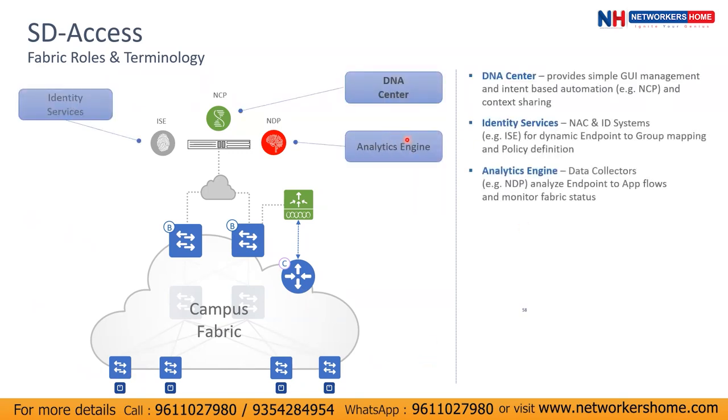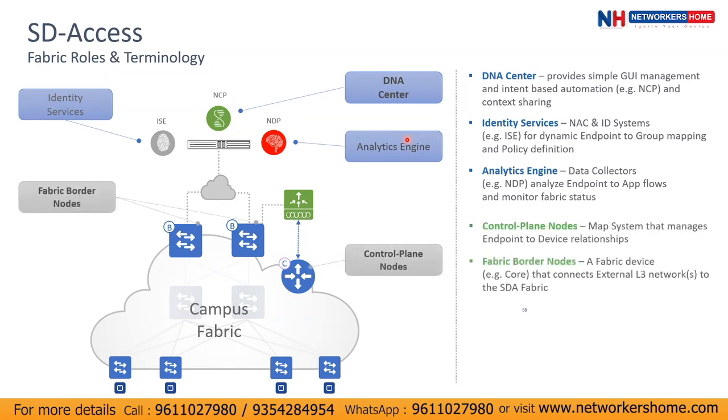Because this slide is talking about that only, whatever I just told. So you can see the control plane node maps systems that manage endpoint to device relationship. When I say endpoint to device relationship, that means endpoint to fabric edge relationship, right? So whenever any endpoint gets connected to a fabric edge, it has the mapping of that information. Okay, this user is behind this fabric edge. This user is behind this fabric edge.